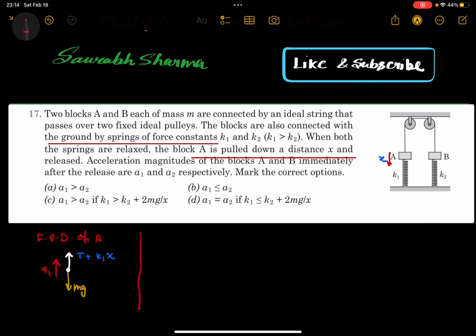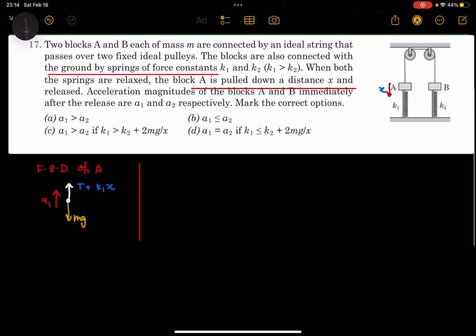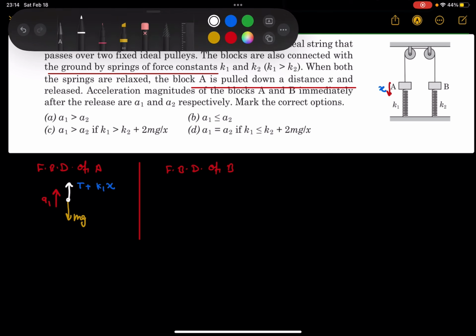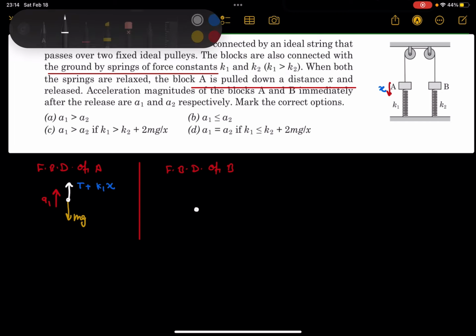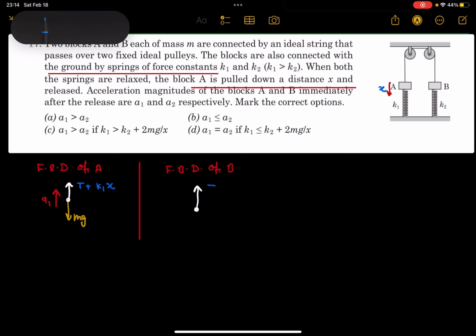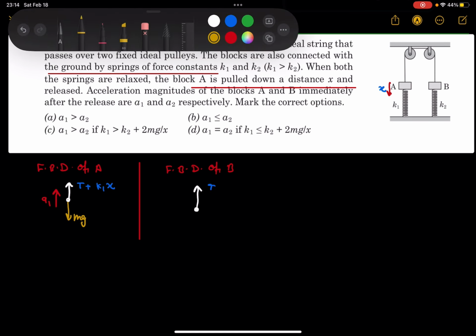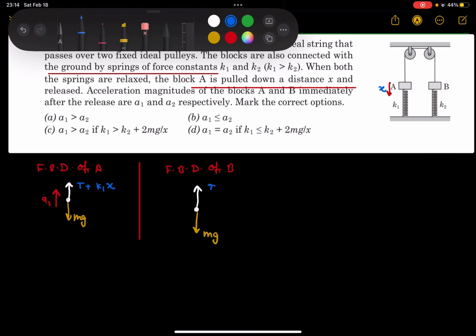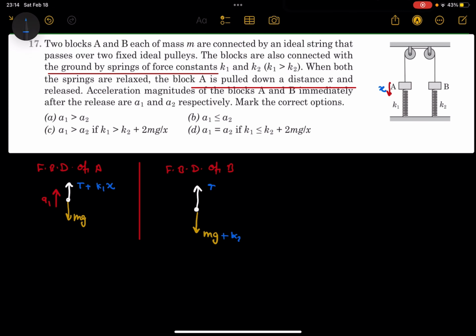Now the free body diagram of block B. K1 is compressed and K2 is extended. One force acts upward, which is only the tension T, and the downward forces are mg plus K2x, and it is going downward with an acceleration a2.